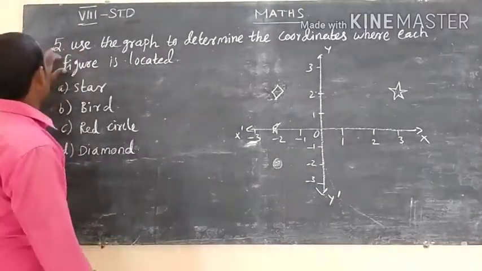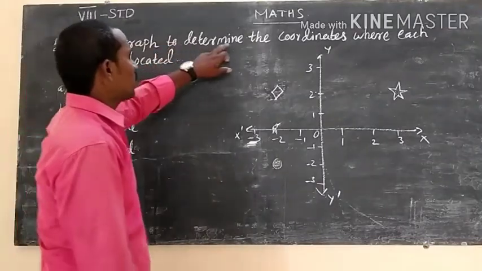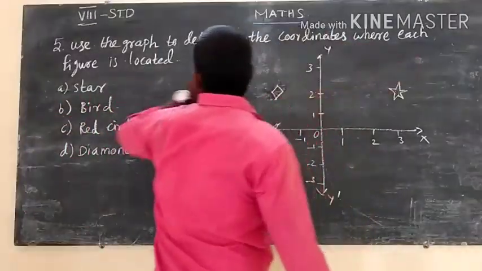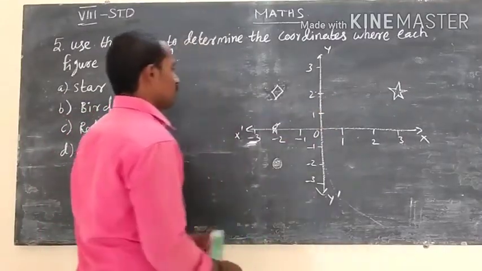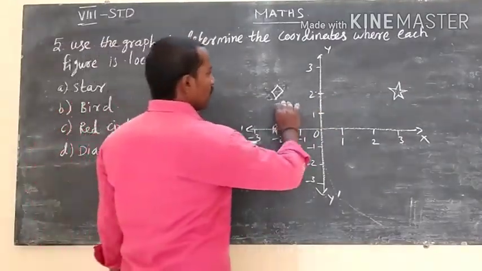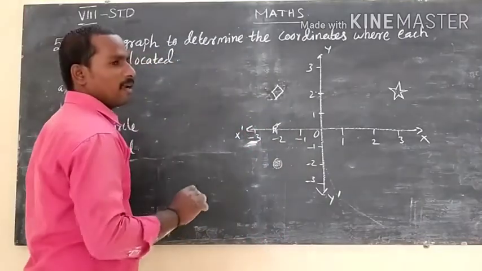Okay, next, the fifth question. Use the graph to determine the coordinates where each figure is located. Every figure is located on the graph sheet. I will do only 4 figures, so the remaining is your homework.